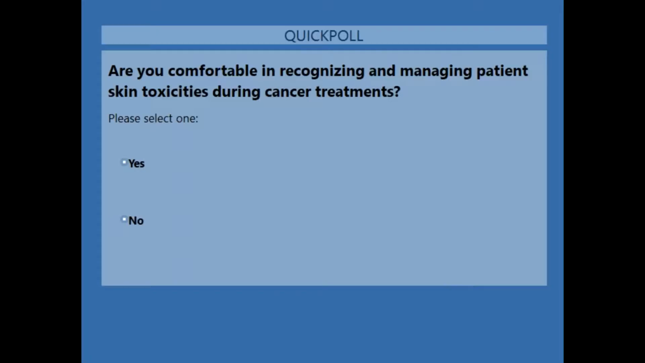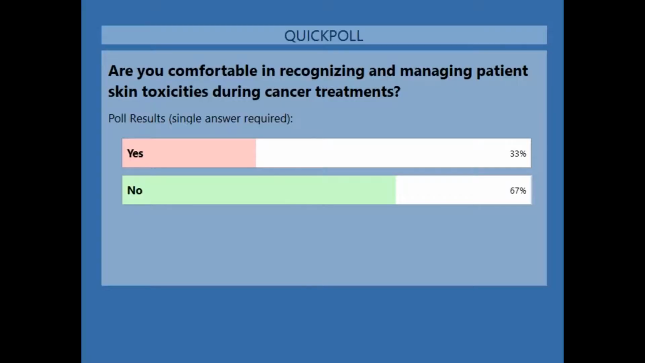Okay, so I'm going to start off with a polling question. The first polling question: are you comfortable in recognizing and managing patient skin toxicities during cancer treatments? And these are all cancer treatments, whether it be from chemotherapy, radiotherapy, the new immunotherapies that are done for cancers. Would you please select one? Yes or no? This is just a general idea before we start the meeting. I think that's why a lot of people have come onto this tonight. Really, about 2/3 of you say, I really don't know how to manage a lot of the new skin toxicities that we're seeing with a lot of these new agents that are coming up.